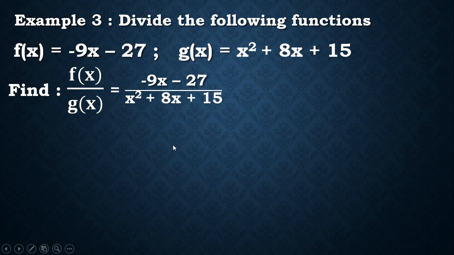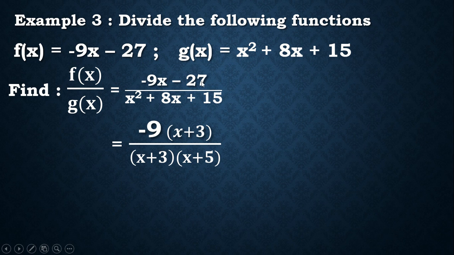After that, we have to find the common factor of the numerator. The common factor of the numerator is negative 9. So both numbers can be divided by negative 9. Negative 9 times x, that is negative 9x. Negative 9 times positive 3, that is negative 27. 9 times 3, 27. Negative times positive, negative.